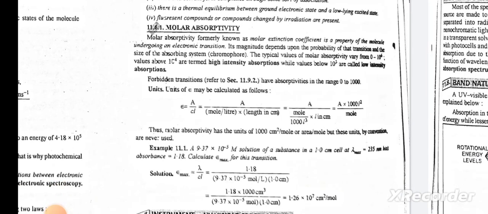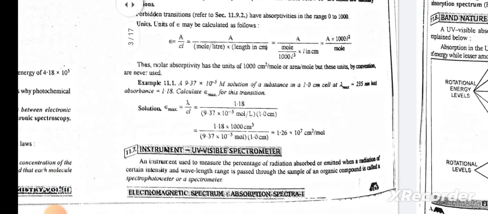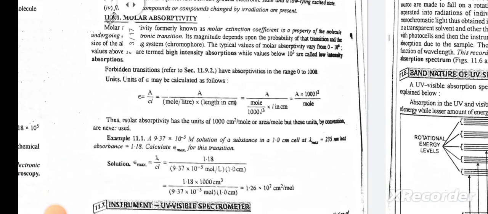Molar absorptivity. Molar absorptivity, formally known as molar extinction coefficient, is a property of the molecule undergoing an electronic transition. Its magnitude depends upon the probability of the transition and the size of the absorbing system, the chromophore. The typical values of molar absorptivity vary from 0 to 10 raised to 6. Values above 10 raised to 4 are termed high intensity absorptions, while values below 10 raised to 3 are called low intensity absorptions. Here is an example regarding molar absorptivity.